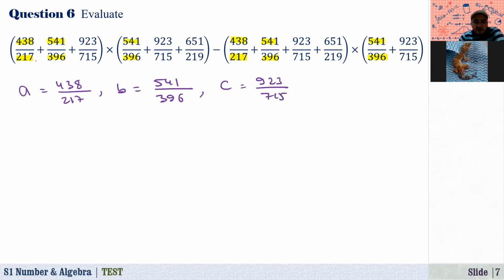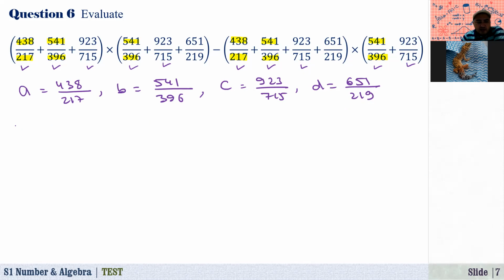438 is gone. We don't have it here, right? And 541 is gone, also 541. And 923, okay, 923 and 923. What is left here? 651. And let's say D is equal to 651 over 219. So that's it. Now if I substitute, let's see what happens.